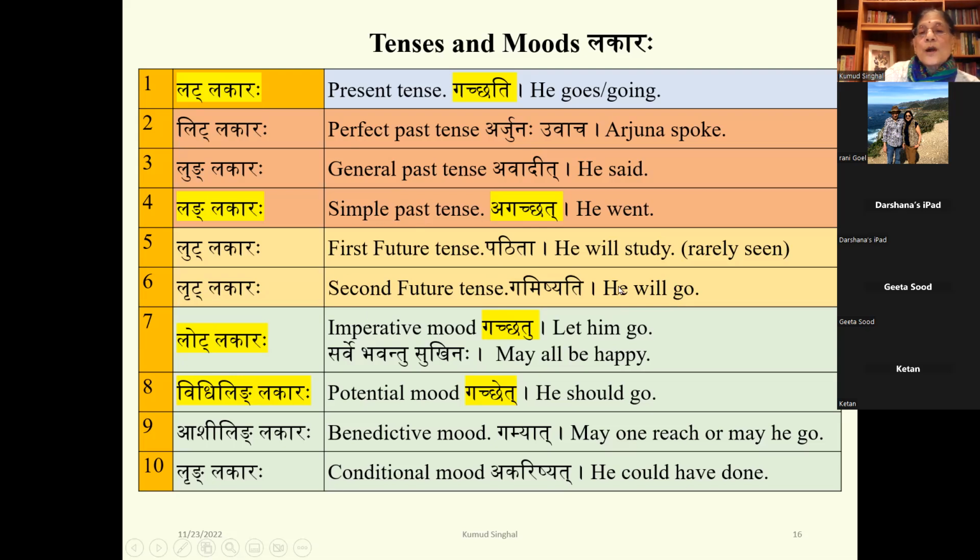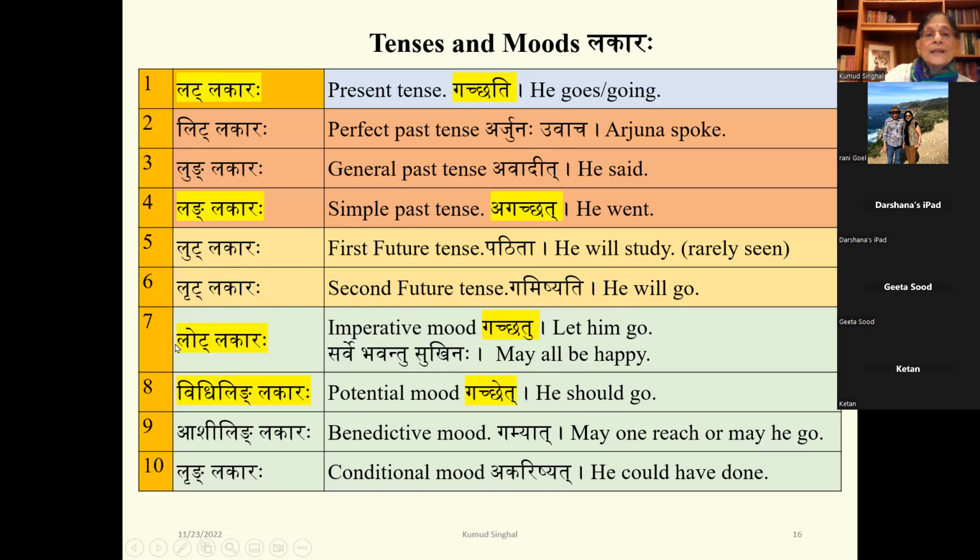Then there are two kinds of future tenses. So this is the future tense we are going to study. Not study, but this is the one which is most commonly used. This one, lut, is rarely seen, and rit is gamishyati. So gachati is present, he goes, he is going. Agachat past, and gamishyati, he will go.